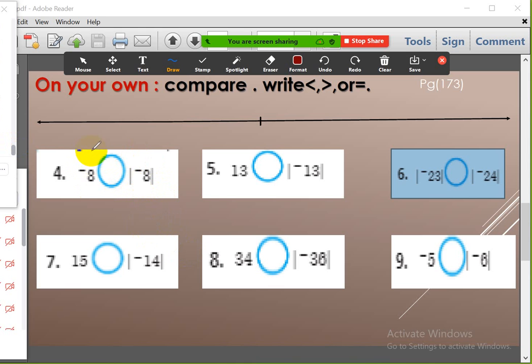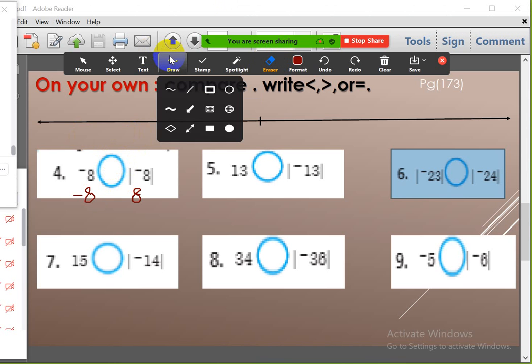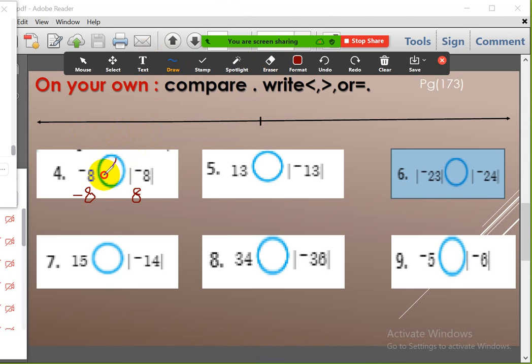To find which one is the greater and which one is the smaller, I have to find the absolute value for negative 8. The absolute value for negative 8 is 8. So I want to compare between negative 8 and 8. Which one is the greater? Of course, I told you, between a positive number and a negative number, always the positive will be greater than the negative. So the sign will go to negative 8, because the absolute value for negative 8 is greater than negative 8.